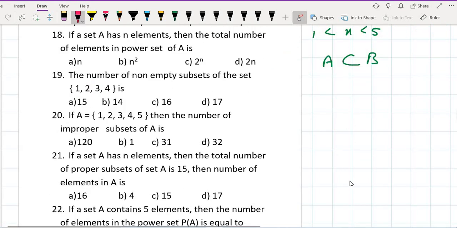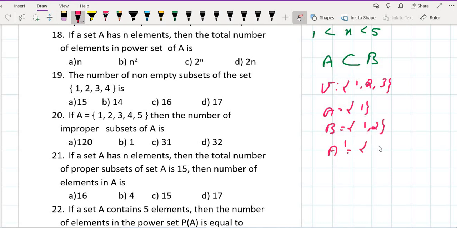For this, I'll consider one example. Take universal set as 1, 2 and 3. Take set A as singleton set with 1, B as set containing 2 elements 1 and 2. Write A dash is 2, 3. Write B dash is 3. Now B dash minus A dash is to be formed. It should be there in B, not in A. We are getting null set.